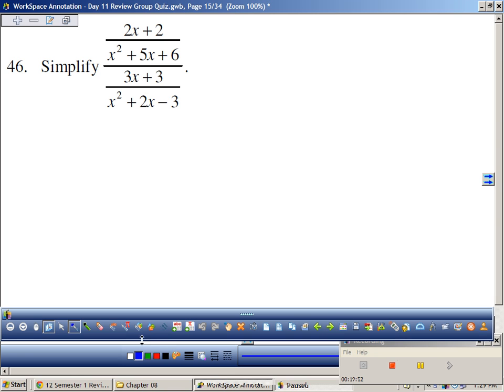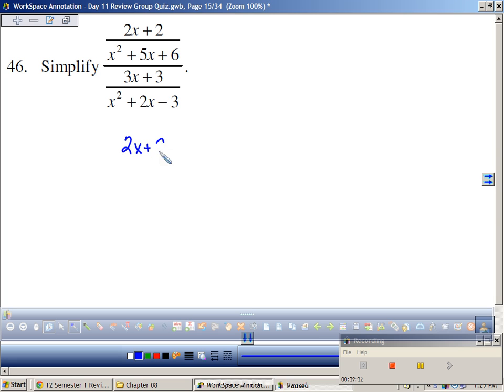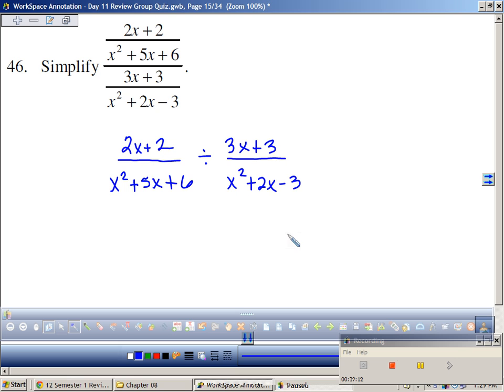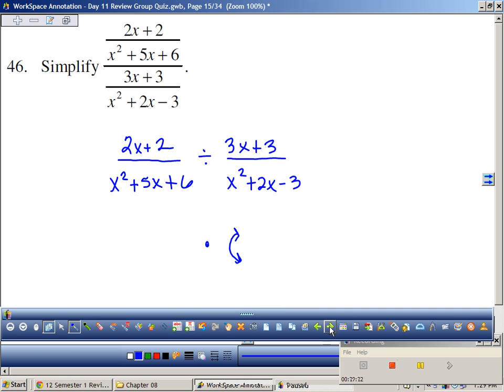46. How would you do this one? You would write it horizontally. So, 2x plus 2 over x squared plus 5x plus 6, divided by 3x plus 3 over x squared plus 2x minus 3. I would take the inverse, which is multiplication, and then the reciprocal, right? Moving on.